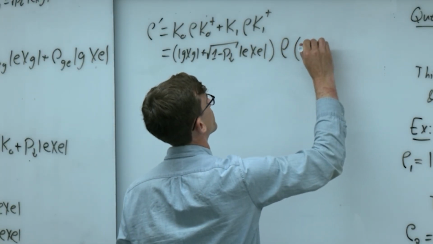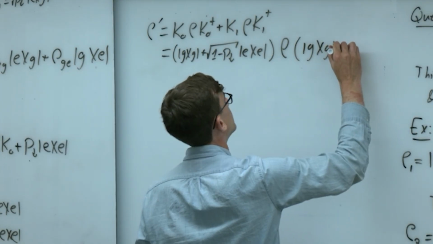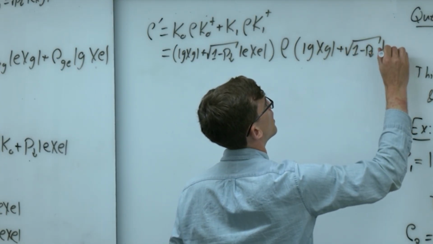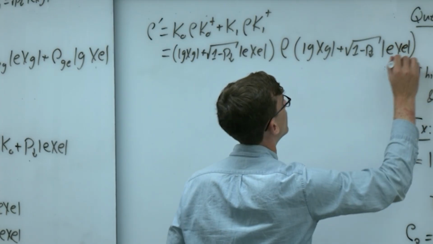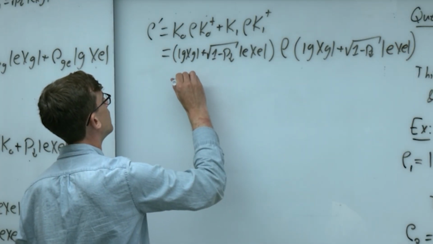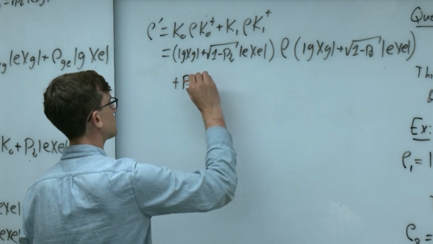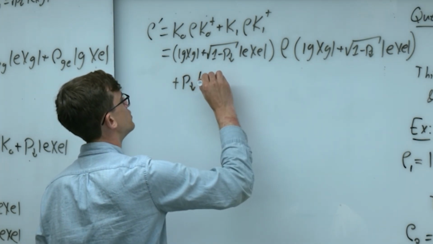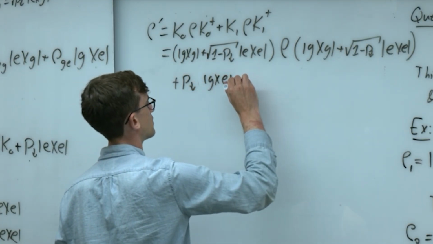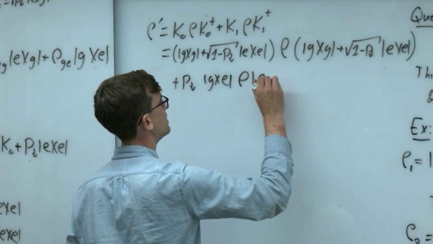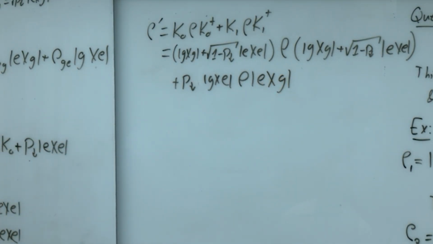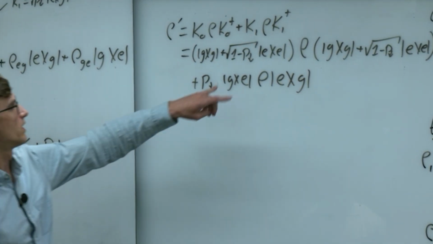Maybe we'll just write out the first step. So K0 rho K0 dagger: |G><G| plus square root of 1 minus p down |E><E|, plus, and then we'll have a p down out front, and then we have |G><E| times rho times |E><G|.